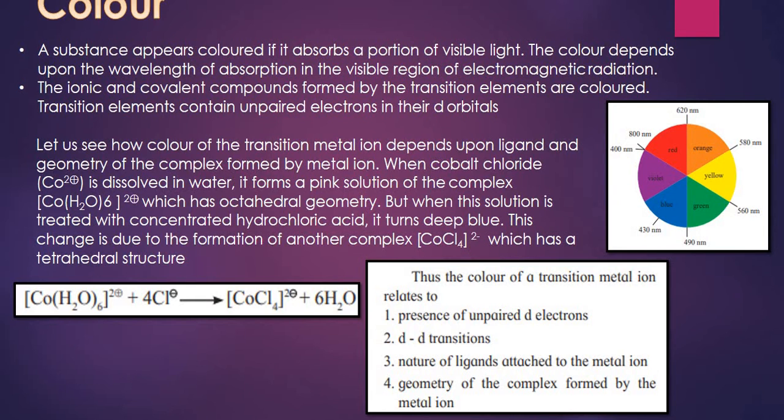I repeat, thus the color of transition metal ion relates to presence of unpaired d electrons, dd transition, nature of ligand attached to metal ion, and the geometry of complex formed by the metal ion.